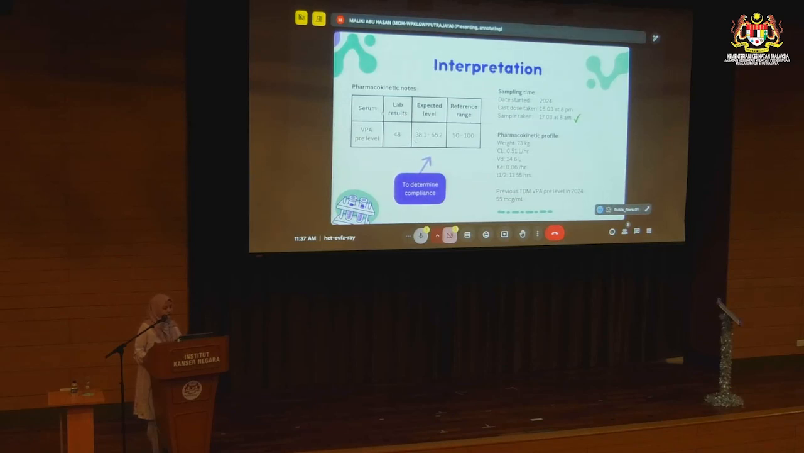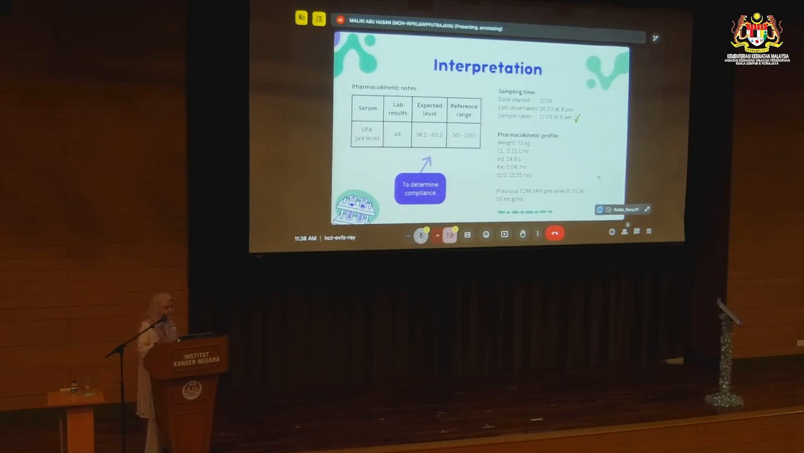Okay. So the lab result was found to be 48 just now. Expected level is between here and here. Do you think the patient is compliant? Yes. Okay. Thank you, MC. Okay. So based on here, we can generally say that the patient is most likely compliant.